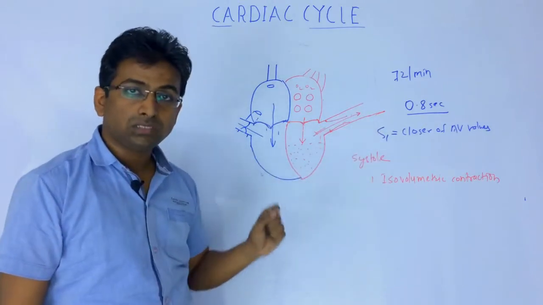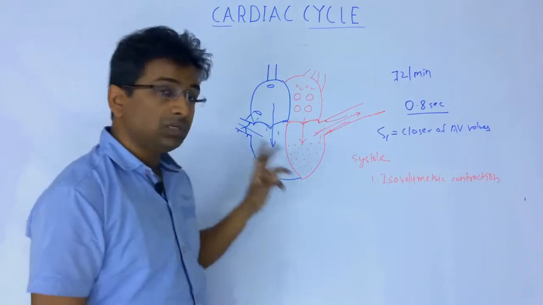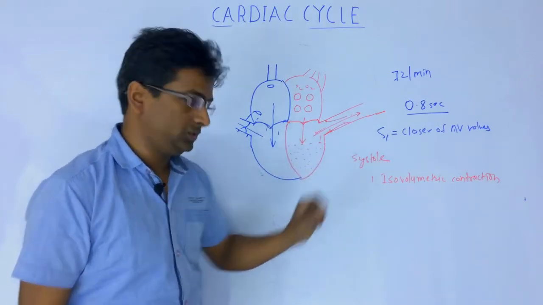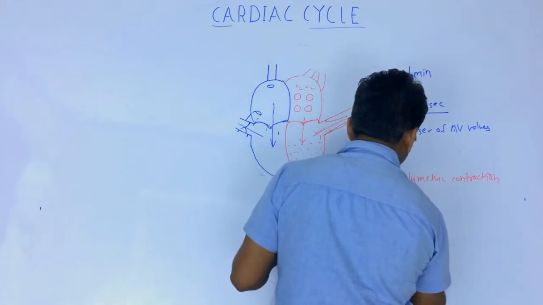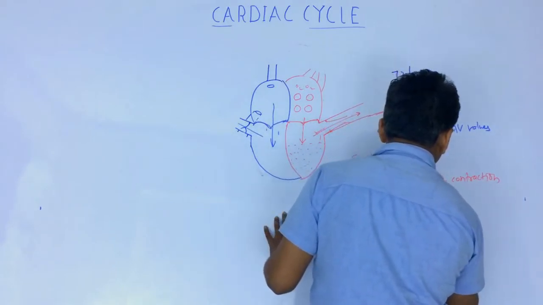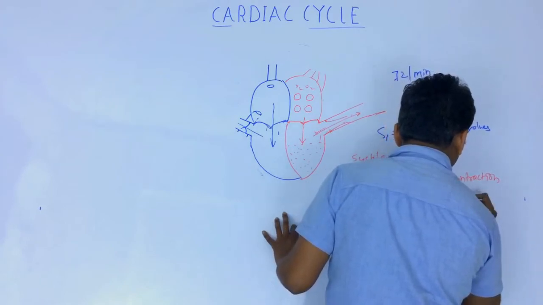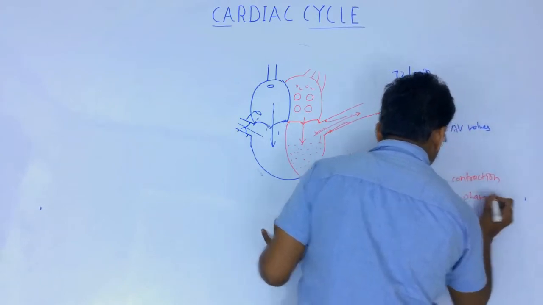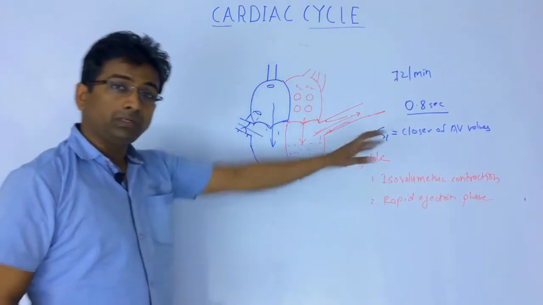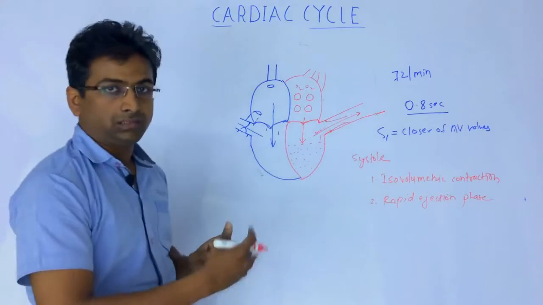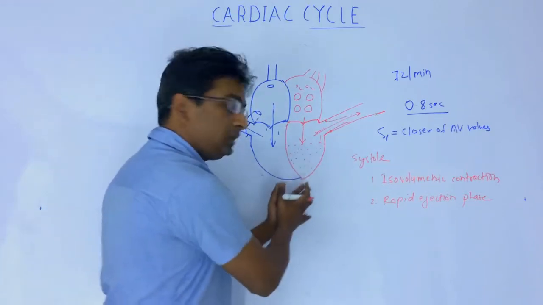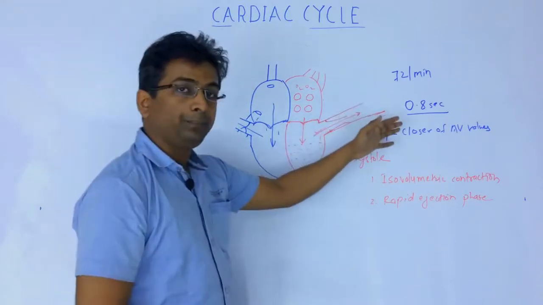That is called the phase of rapid ejection. Because blood is flowing rapidly from the left ventricle to the aorta, and from the right ventricle to the pulmonary artery. As the systole progresses, the ventricle will empty its blood into the aorta.